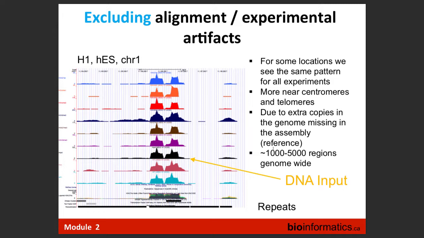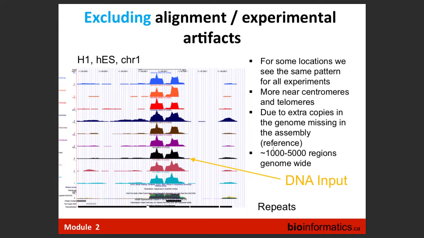But imagine I just sequence one mark, or I have one IP, like this one, and I'm perfectly happy with those peaks. I have very strong enrichment there. Now, the black one is DNA input, and DNA input has exactly the same enrichment as our IPs. So this definitely tells us that it is an alignment artifact happening there, and fair enough, there is a repetitive region.